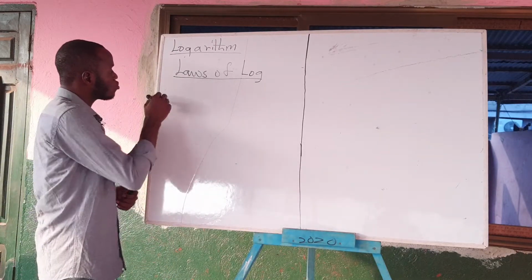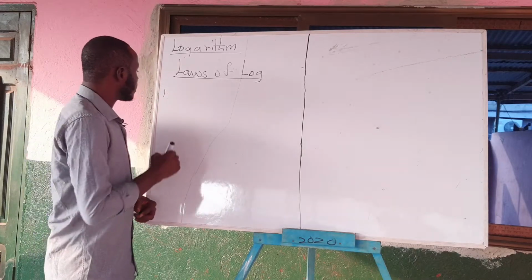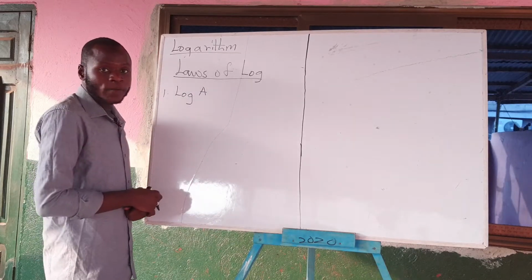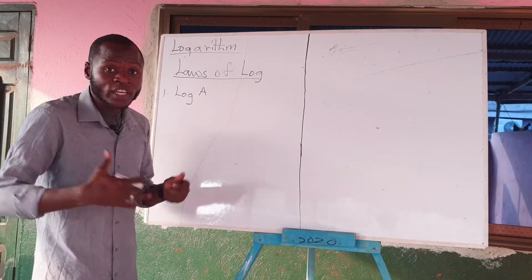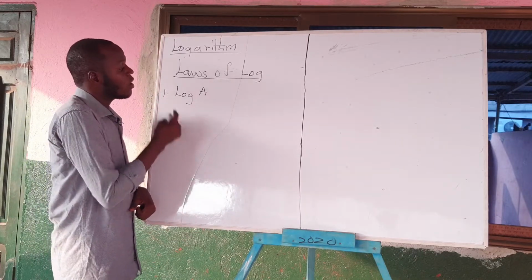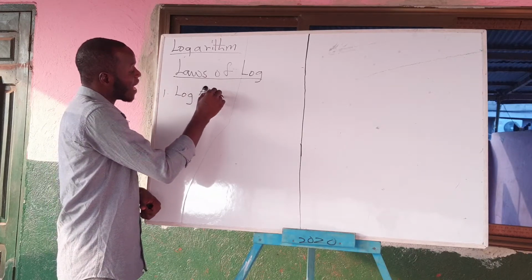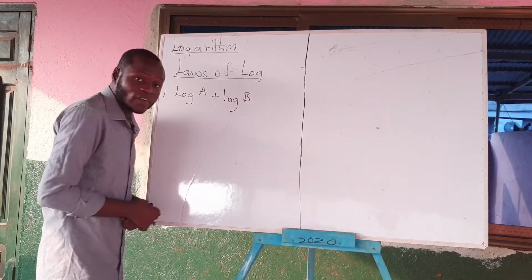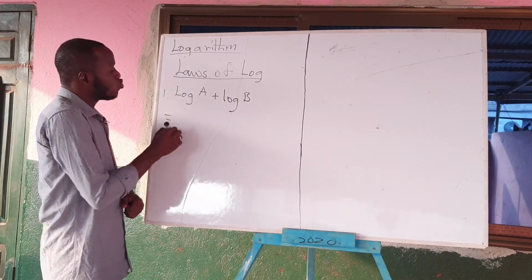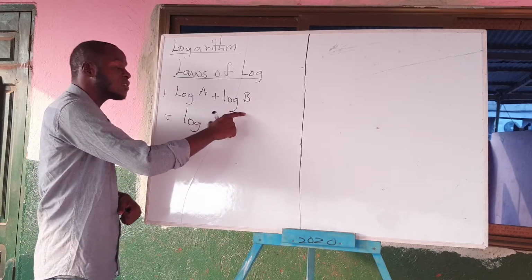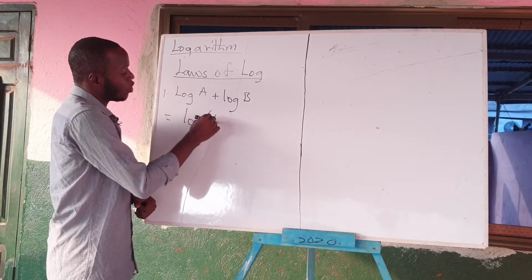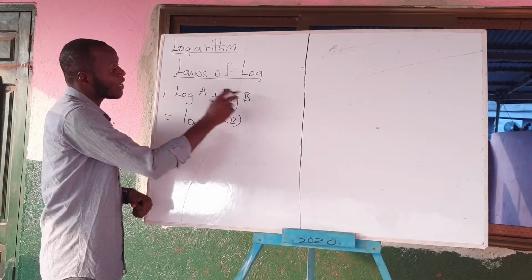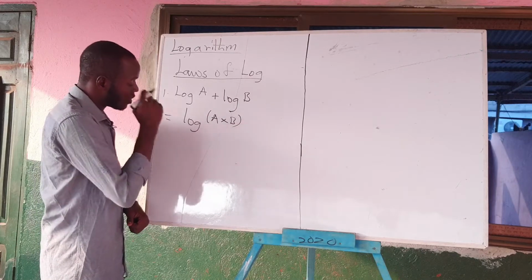Now, the first law that we are going to look at is the law of multiplication, which says that if you have a log of a certain value, say a, to a certain base, say base 10 in this case, and it is adding another log of another value, the law says that since we have two logs with the same base, we can take one of the logs and multiply the numbers.